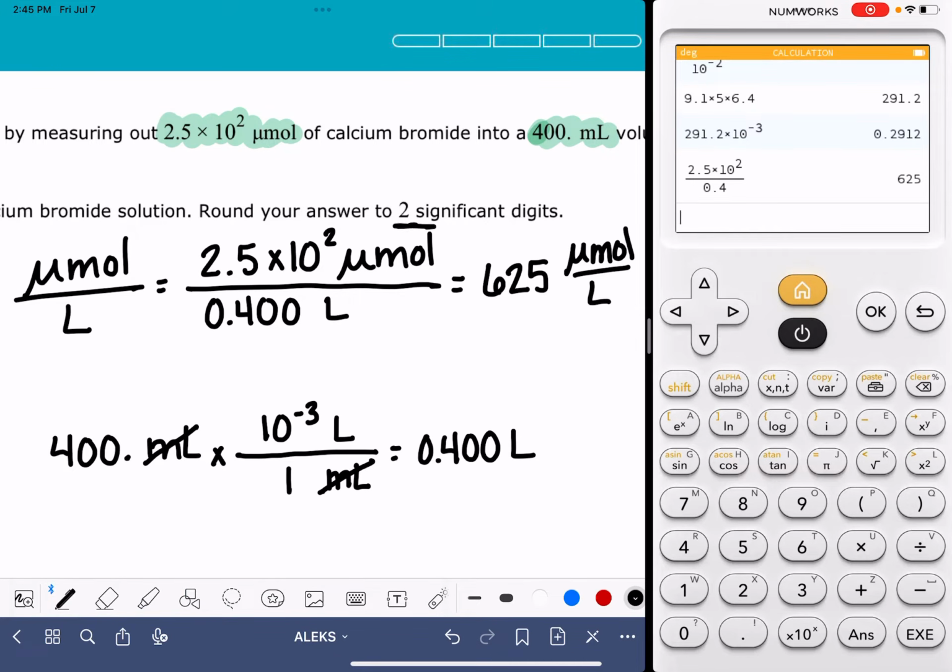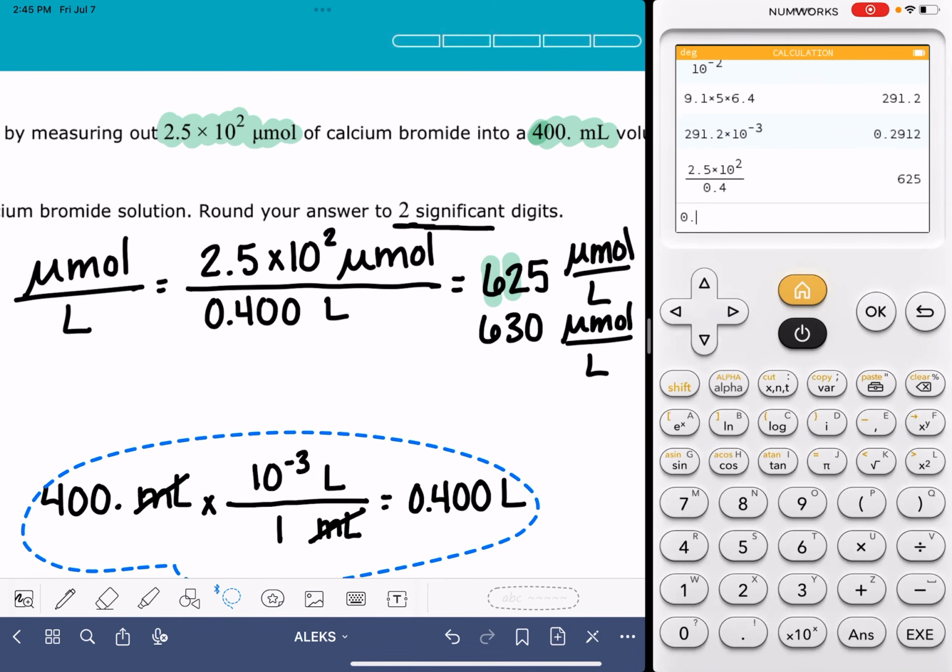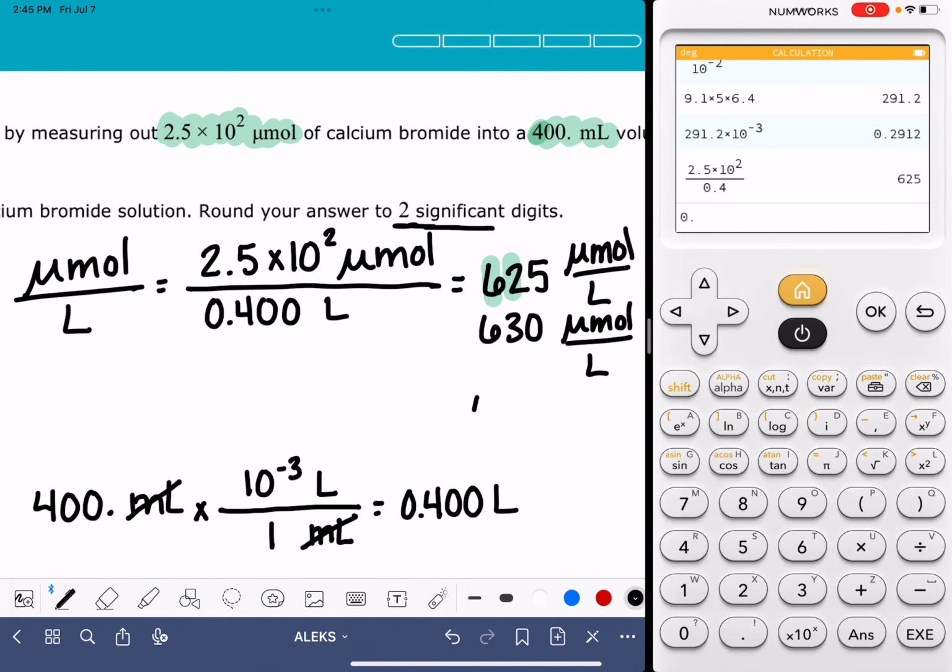This says that I need to express my answer to 2 significant digits. Right now, I have 3 significant digits, which means I need to get rid of that last one. Because that last digit is a 5, I'm going to need to round that 2 up to a 3, 630 micromoles per liter. Now, I, as an instructor, would be happy with that answer, but I know that ALEKS really has a thing for scientific notation. So you're going to want to put this into scientific notation. 6.3 times 10 to the 2 micromoles per liter.